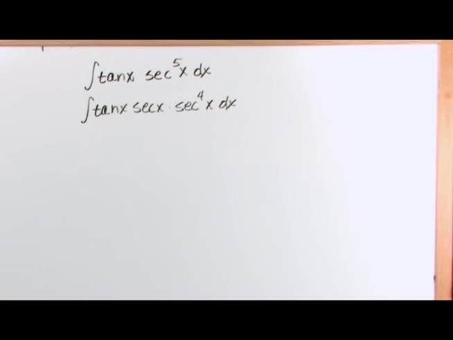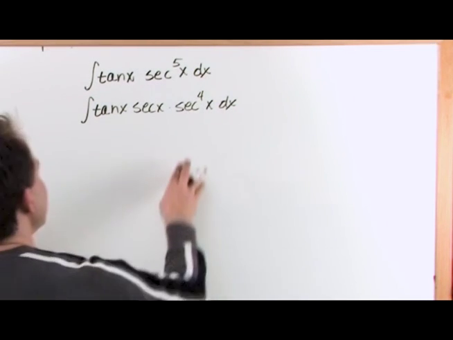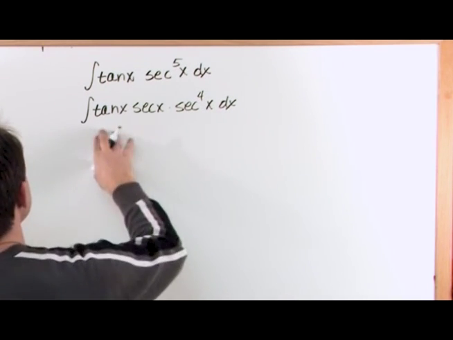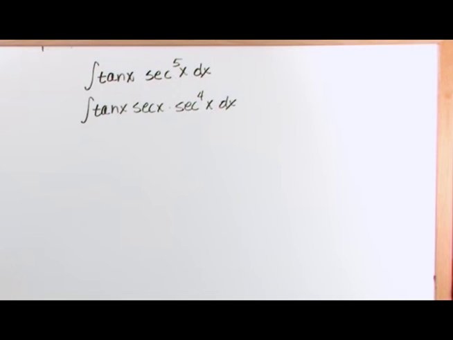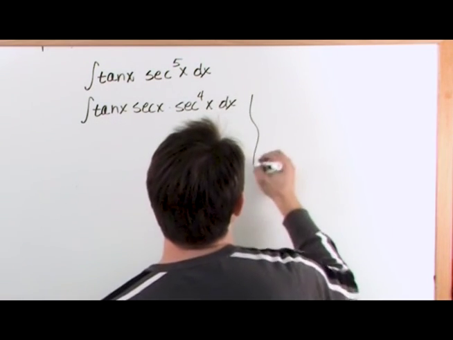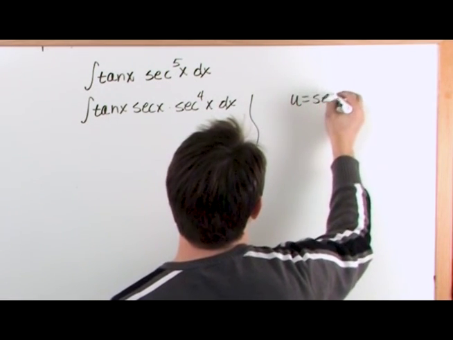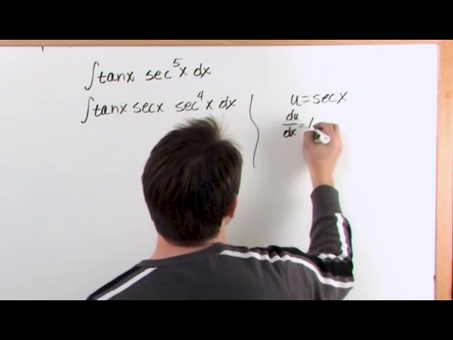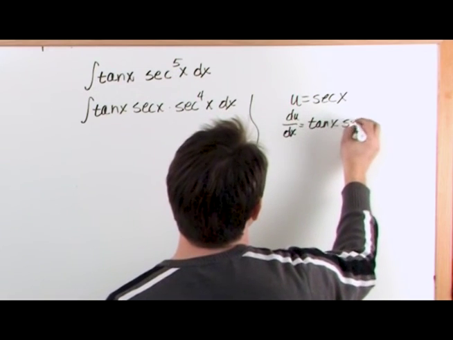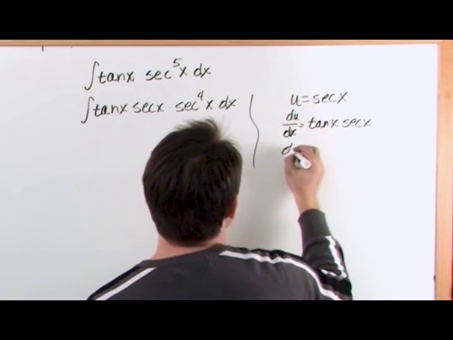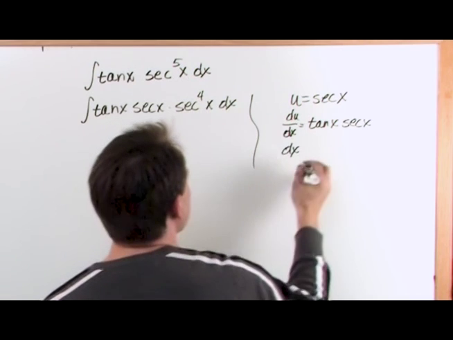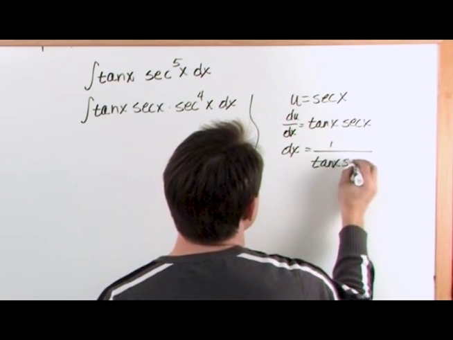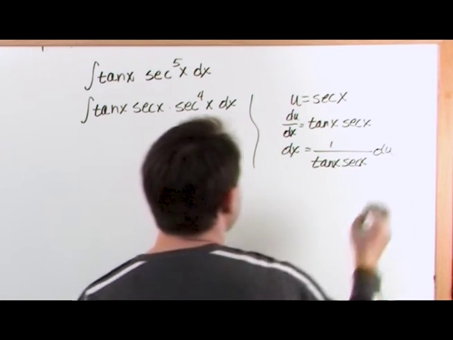Now let me ask you this. If I were to choose a substitution, u is equal to secant of x, the derivative of secant is tangent times secant from your derivative tables, which would cancel with that. So let's do it. If we say u is equal to secant of x, then du dx is equal to tangent x secant x, and then solving for dx, because that's what I'm going to need over here, is 1 over tangent x secant x du.